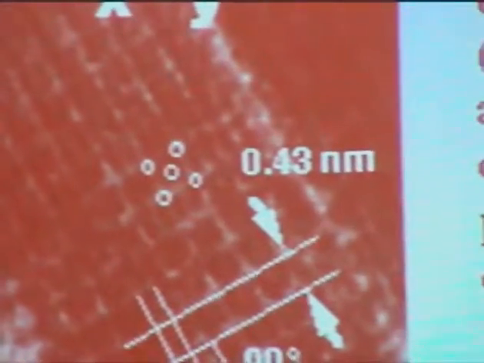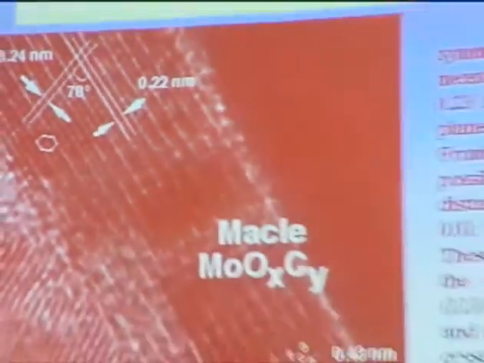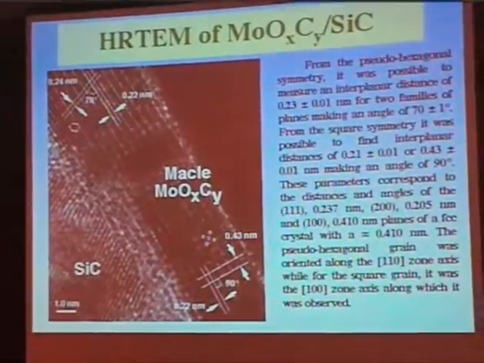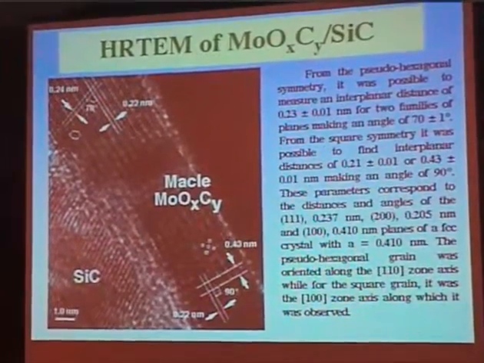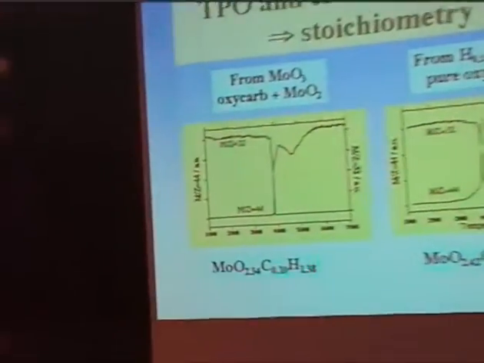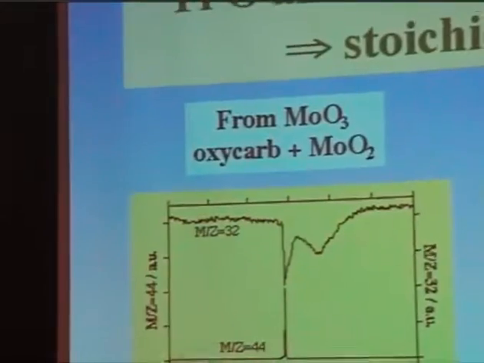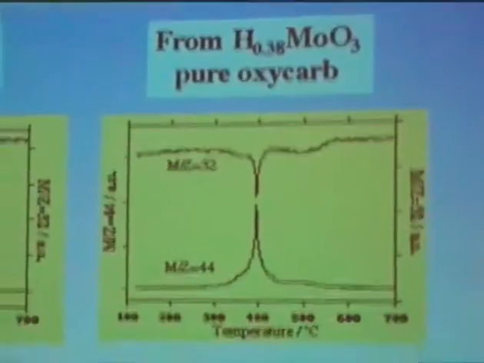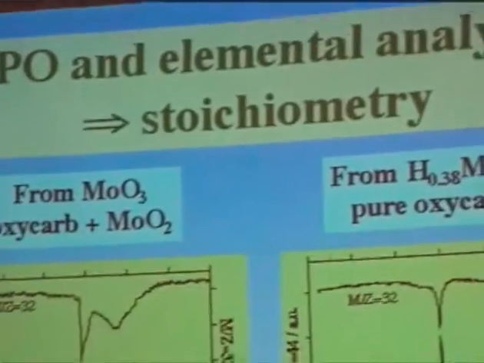And the last thing which was missing was its composition. And there again, as I told you before, it's a very difficult job because they are so air sensitive that making a nice analysis of this was not trivial. But finally, we did in situ TPO and quantitative TPO plus elemental analysis in special conditions. And so we were able to find the stoichiometry of this phase.